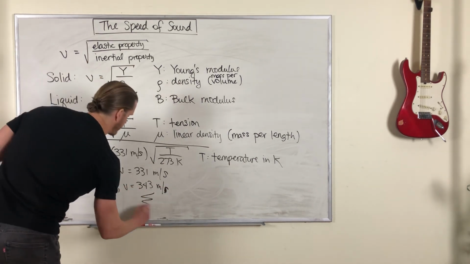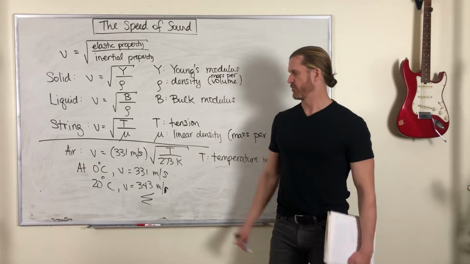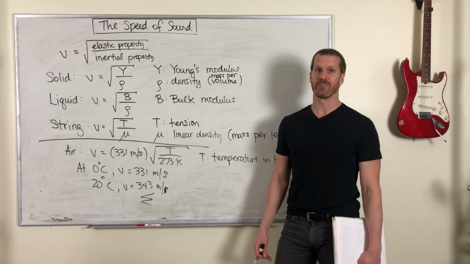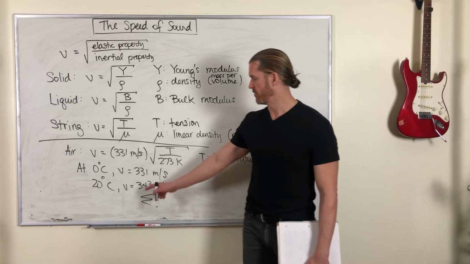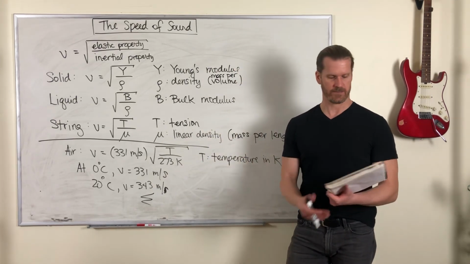And this number, 343, you can often assume that that's what the speed of sound is if the problem doesn't tell you otherwise. If it doesn't specify a temperature or anything, you'll usually just assume that the speed of sound in air is 343 meters per second.